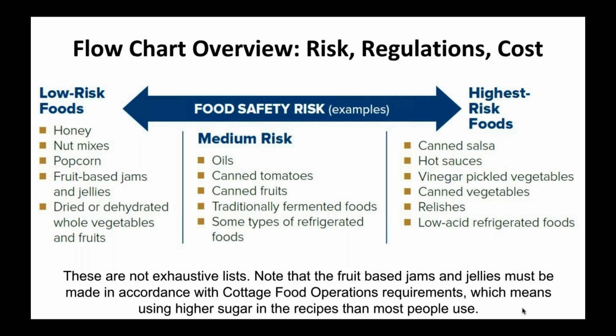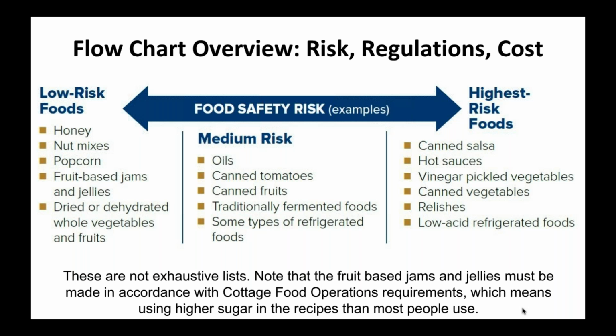So those low-risk foods on the list, like honey, nut mixes, popcorn, those would all be products that are not favorable for the growth of that microorganism. They don't have water available, for example. They're very dry products, so they would not be able to support the growth of that bacteria, and therefore we wouldn't have toxin production in those food products. Fruit-based jams and jellies are also on our low-risk food list.